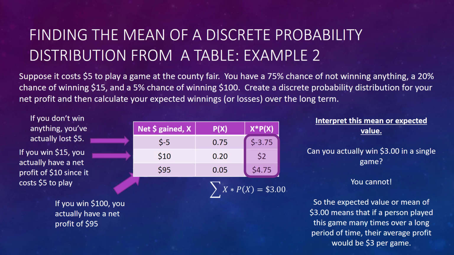So the expected value or mean of $3 means that if a person played this game many times over a long period of time, their average profit per game would be $3.